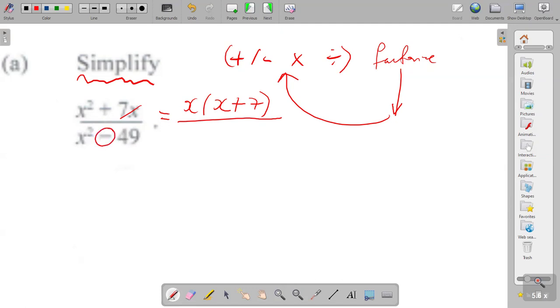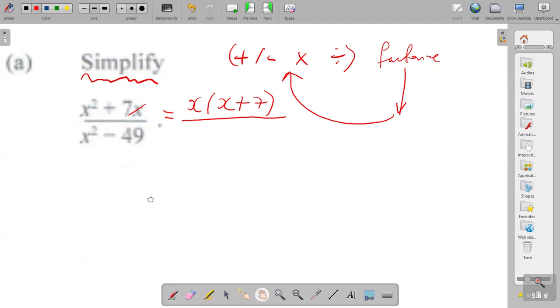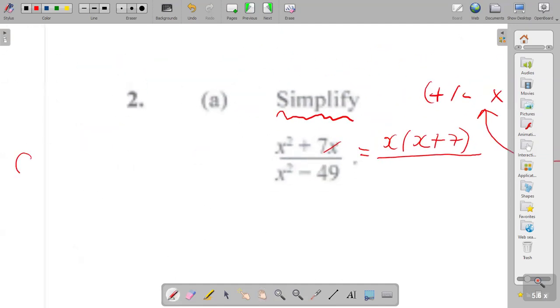The difference, it's a subtraction, the difference of 2 squares. So how do we factorize the difference of 2 squares? Here's the formula again: A square minus B square. How do we factorize? We find out who is A. We find out who is B.